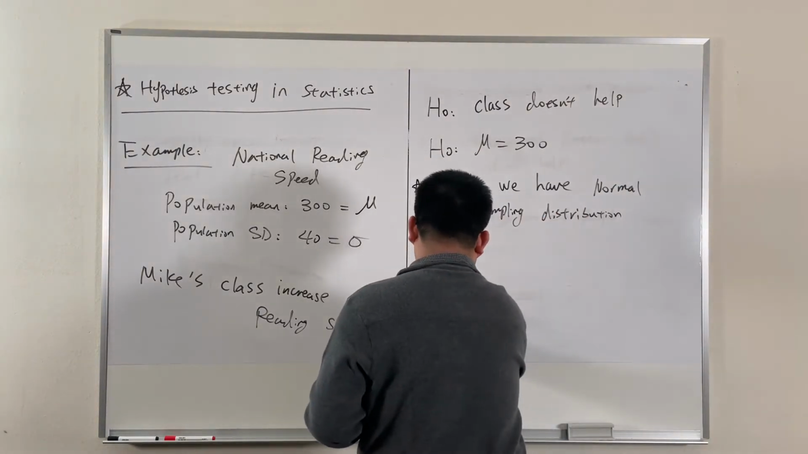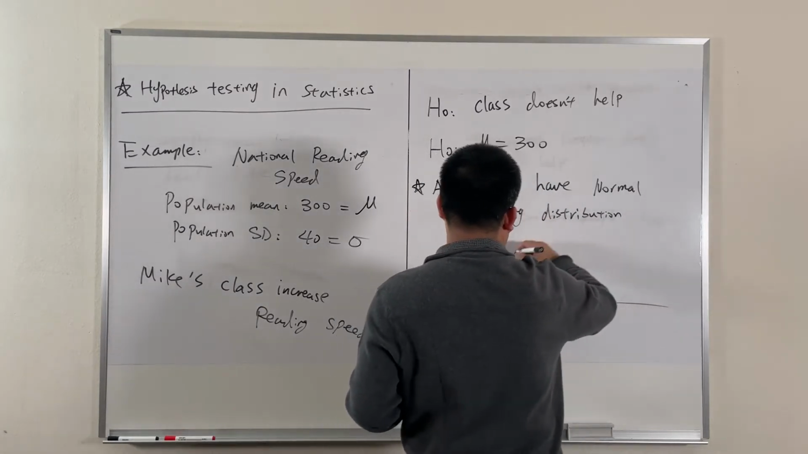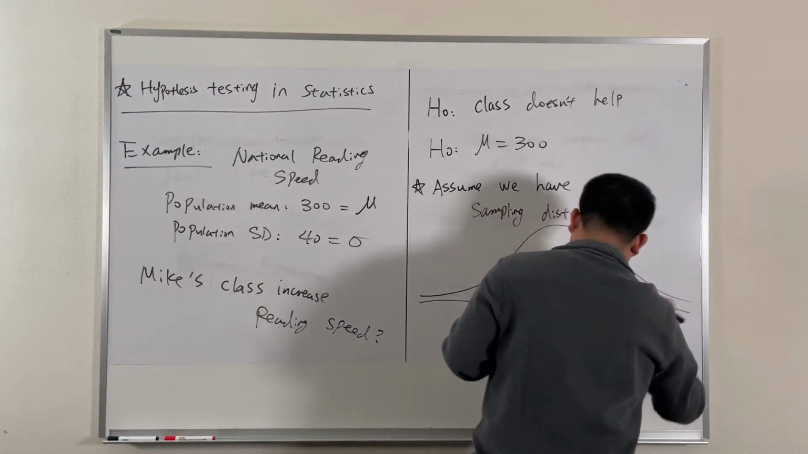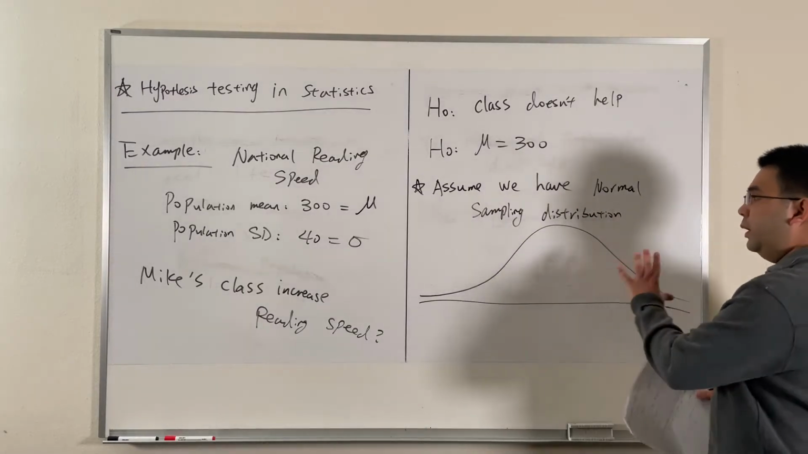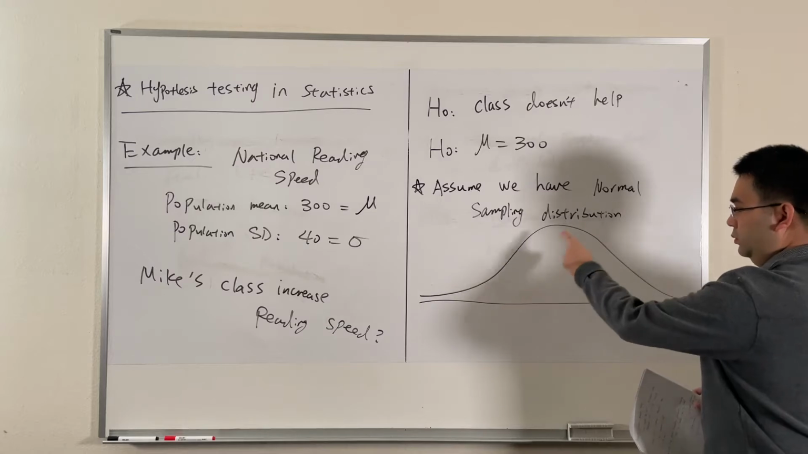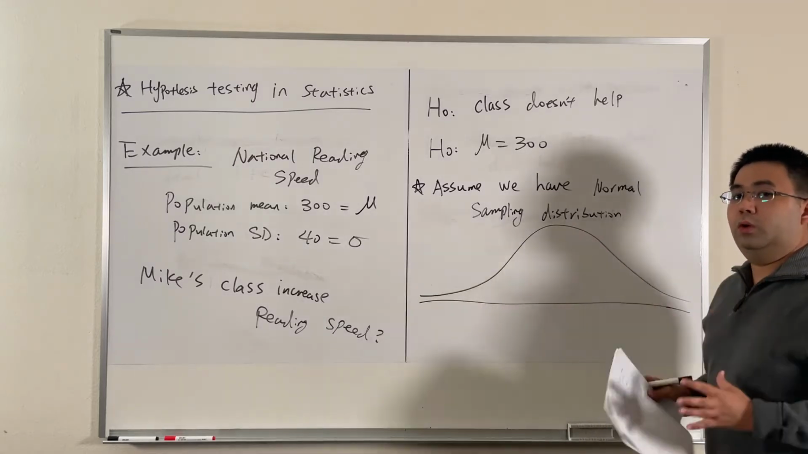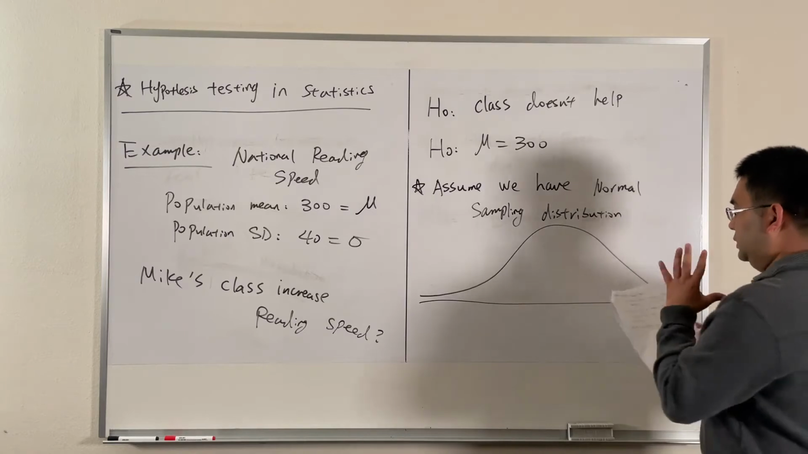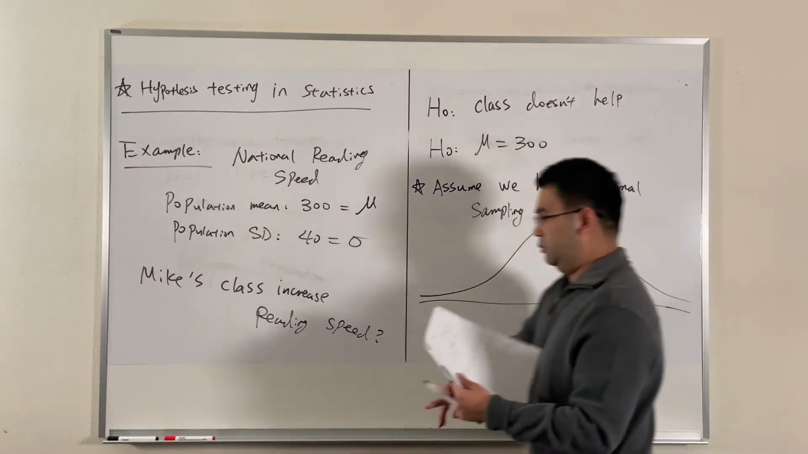And let's do it like this. Okay? And the way we do this is we assume that this normal distribution represents that your null is true. So this is the normal distribution under the null. Okay, so let me use a red pen.